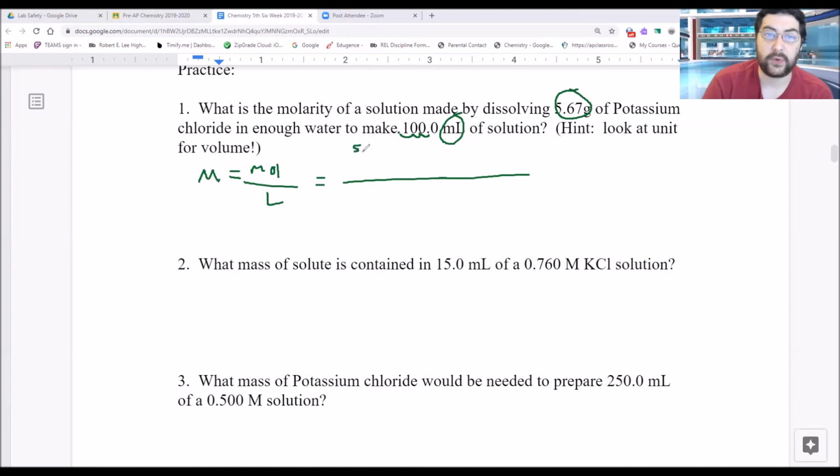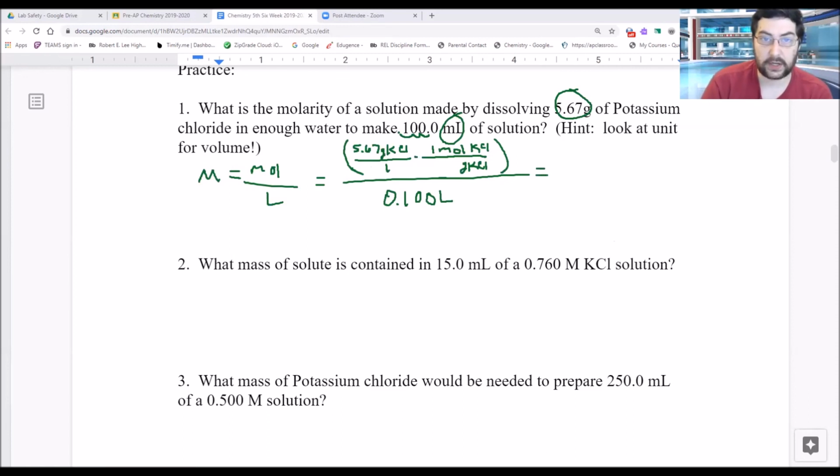So we've got 5.67 grams of potassium chloride over 1, and then we need to get the molar mass of potassium chloride and put that down here on the bottom. That would give us 1 mole of potassium chloride up here on the top. So we'll figure out what that is. And then we would want to put 0.100 liters of solution down here on the bottom. And then that can give us our answer.